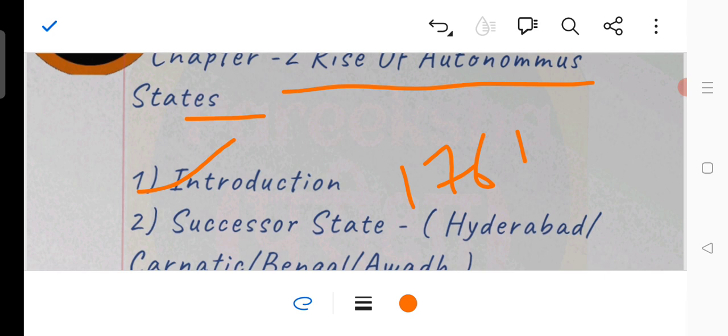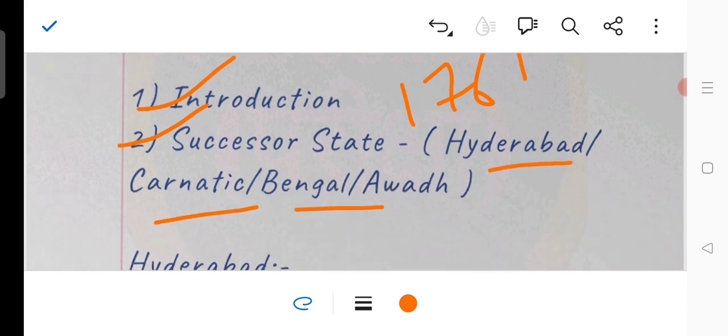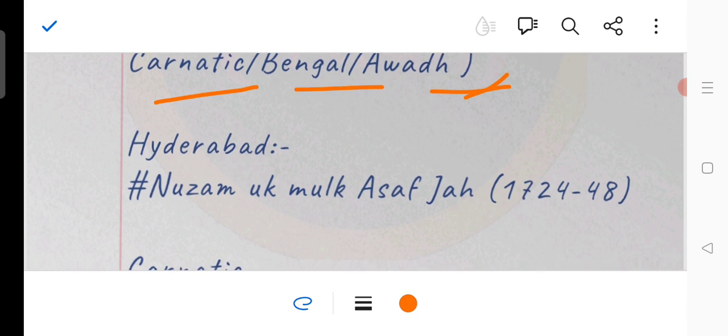Broadly, three kinds of states arose when we study the autonomous states. First was the successor state. In the successor states, we see that there are four states: Hyderabad, Karnataka, Bengal and Awadh. They were erstwhile provinces of the Mughal Empire. They broke away as a result of assertion of autonomy by the governors of Mughal provinces. They were Hyderabad, Karnataka, Bengal and Awadh. Now after that, let's start with Hyderabad, but first we will discuss all three types of states in short.